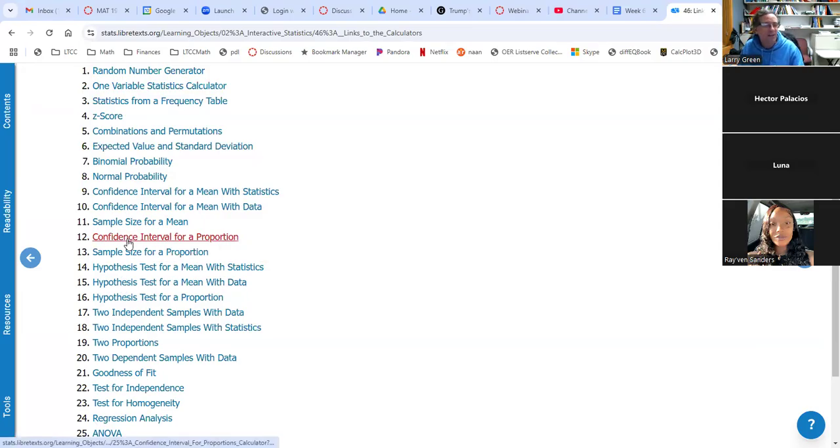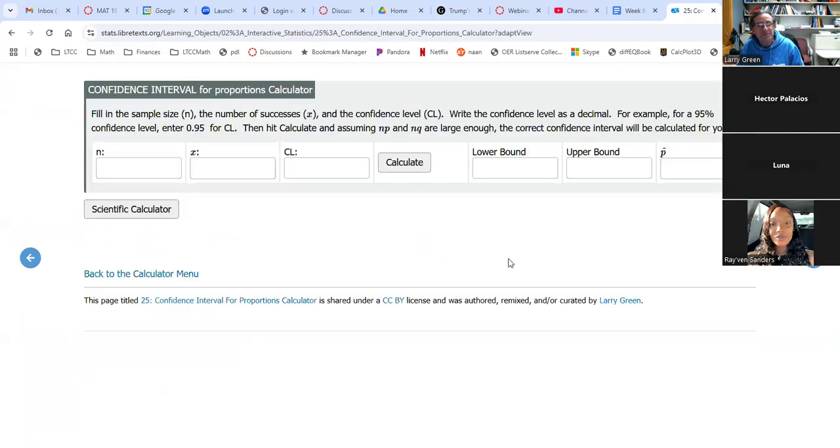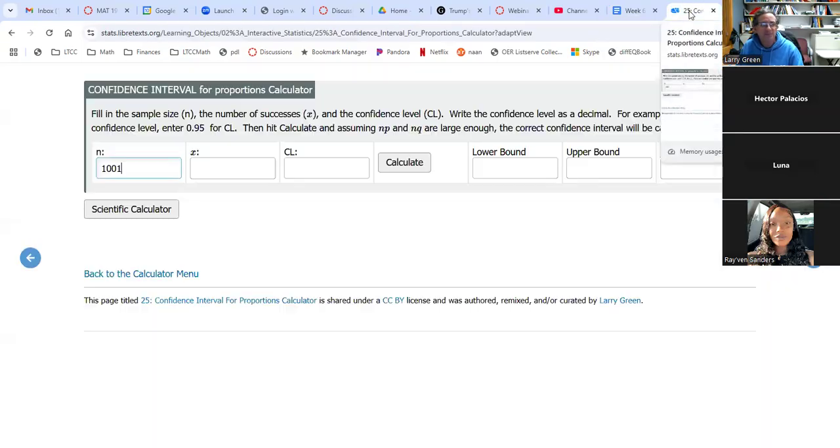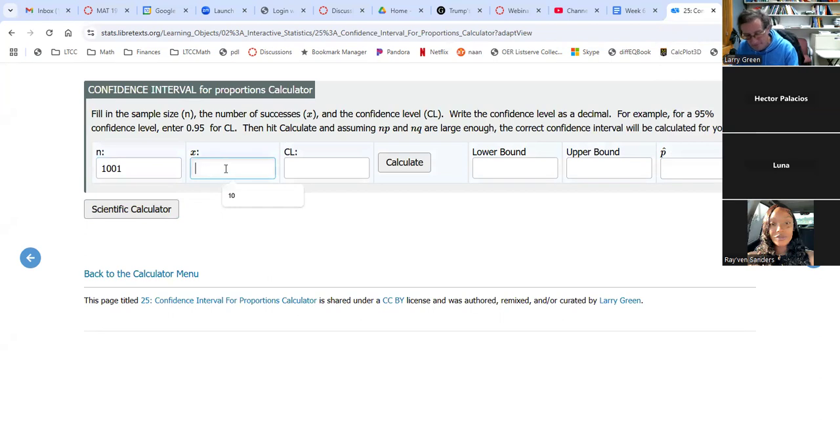So I'm going to go to confidence interval for proportion. Our n was 1,001. Our x is the number of yes answers. And if you remember, the number of yes answers was 460. And since this was news also, probably 95% is about right.